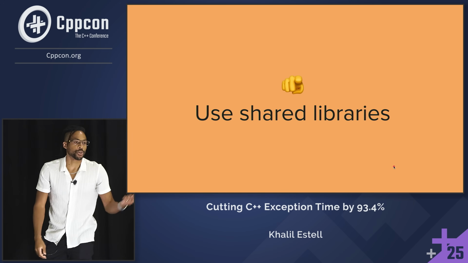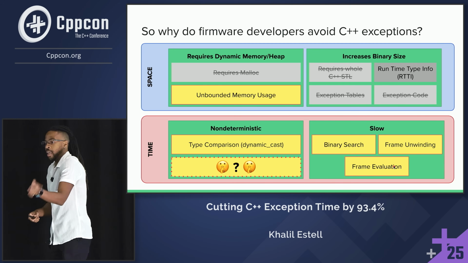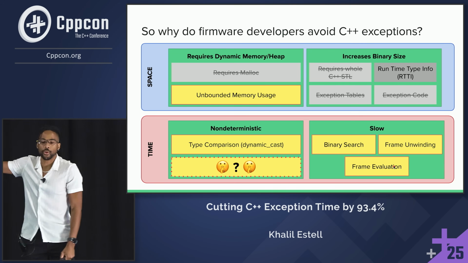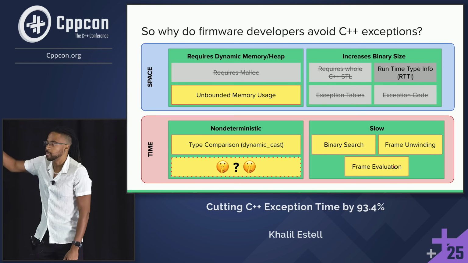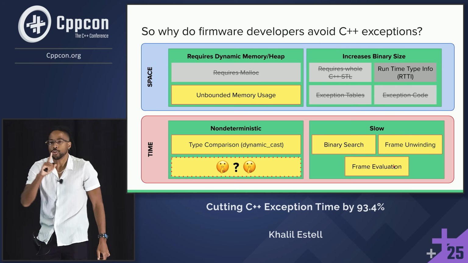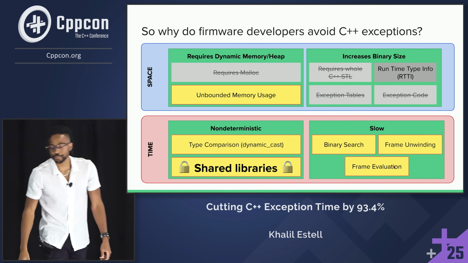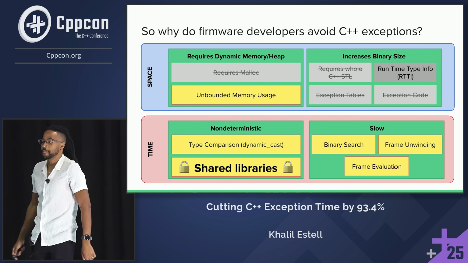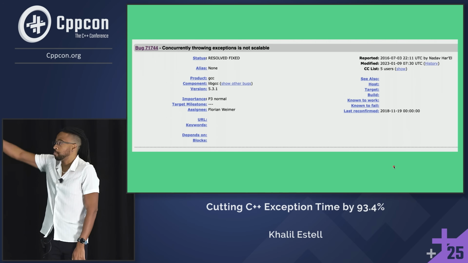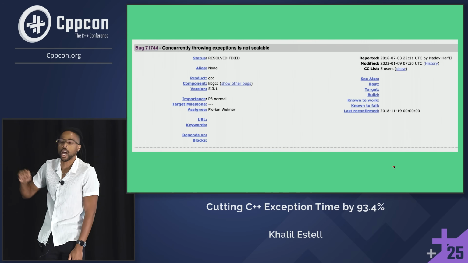Well, it was before 2023. Someone fixed it. So in my previous talk, I had this slide talking about the reasons why firmware developers avoid C++ exceptions. And that little hidden section was shared libraries. Here's the fun fact about this one, though. Someone already fixed it. So there's this bug in GCC called concurrently throwing exceptions is not scalable.